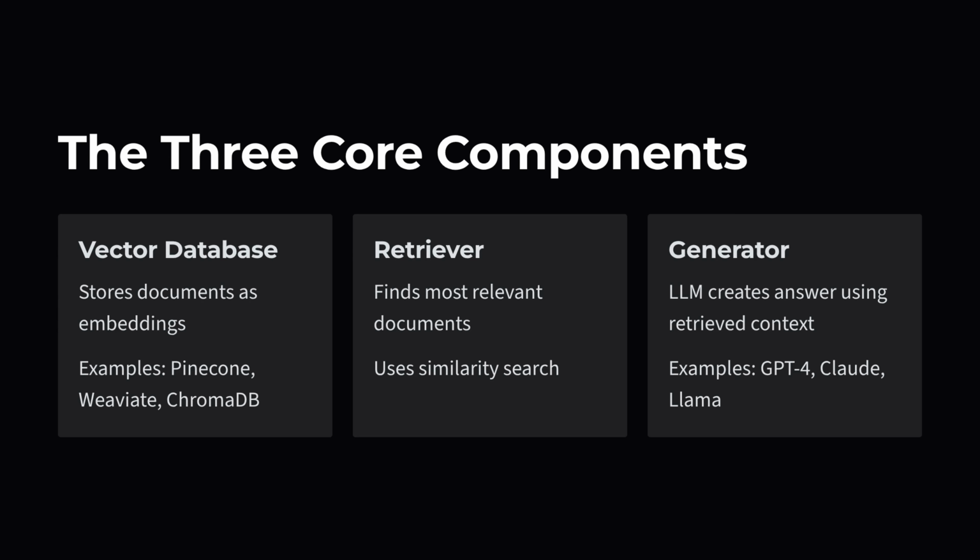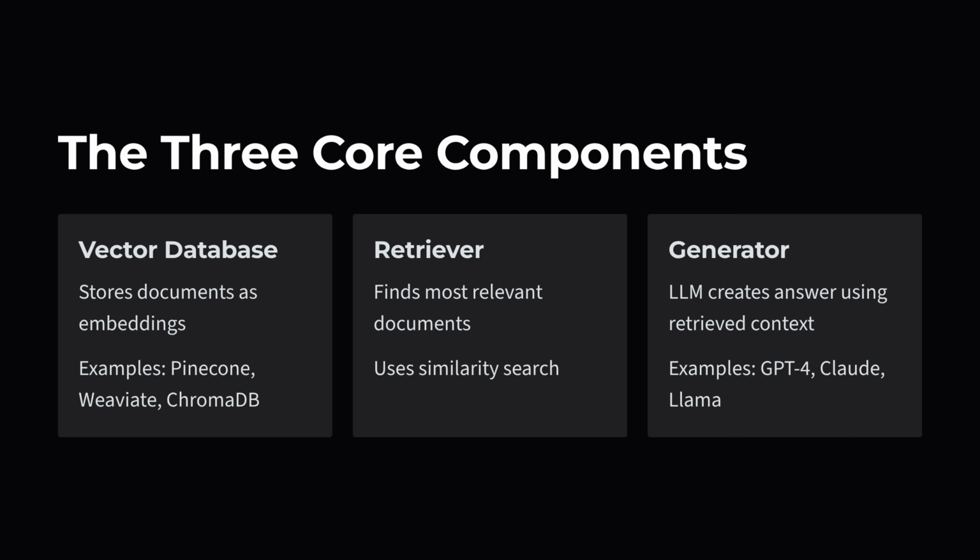To build a strong RAG system, you only need 3 moving parts working together: a vector database, a retriever, and a generator. The vector database stores all your documents as embeddings, which are just numerical fingerprints of meaning. The retriever then finds the most relevant pieces using similarity search, like how you naturally recall memories that feel close to what you're thinking about.